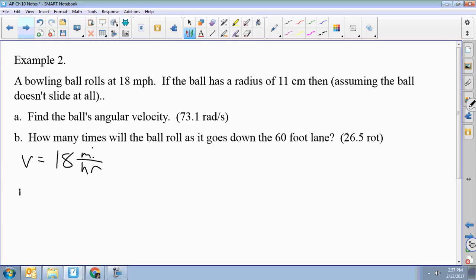I know that the radius is 0.11 meters, and we're trying to find the angular velocity. So this one's just kind of factor label, right? I guess we should convert that to meters per second, shouldn't we?